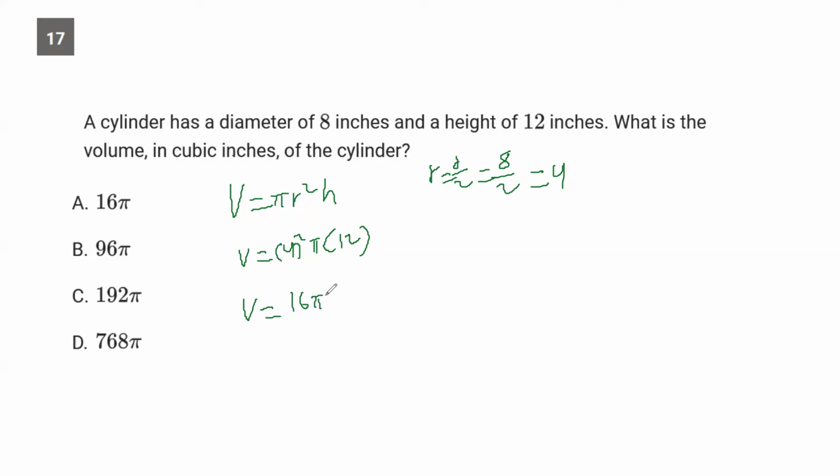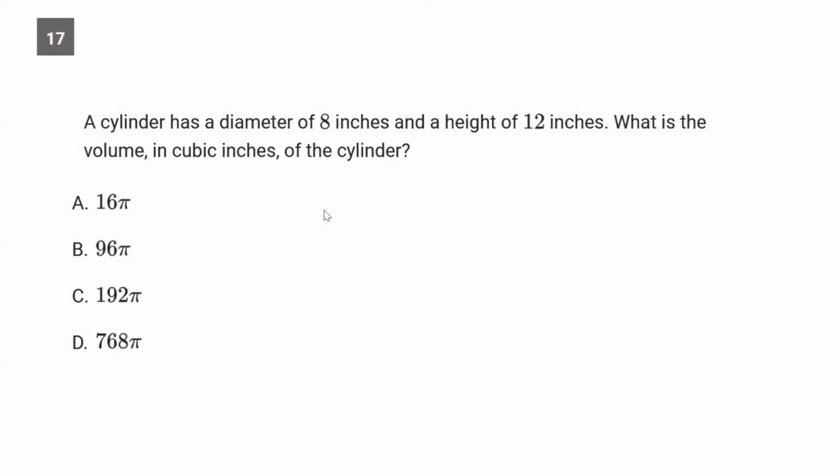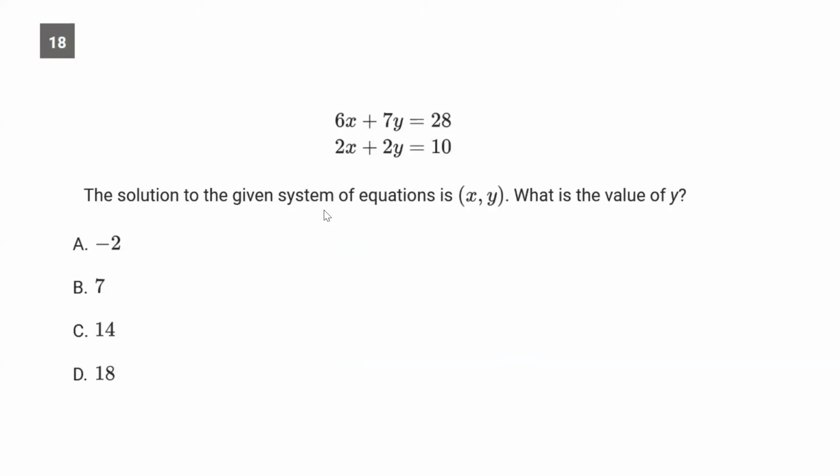16 pi times 12. And remember, a lot of times you don't have to multiply out by 12, or by pi. You can look at the answer choices, see that pi is in all of them, and don't bother with doing it. And then 16 times 12 gets you 192. So you have 192 pi. You don't have to multiply by 3.14. You don't have to do any estimation. And that is your answer. Okay, so again, we'll be doing videos on this type of question and more in the future.